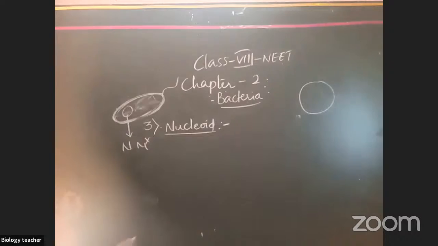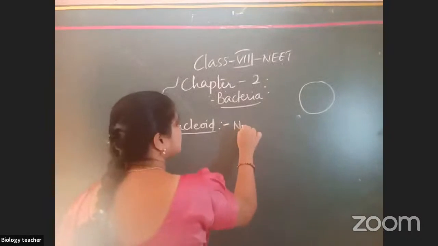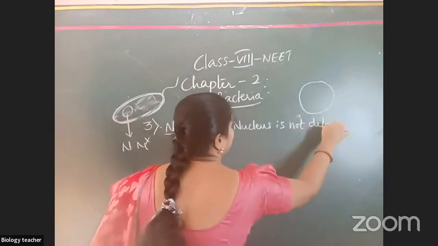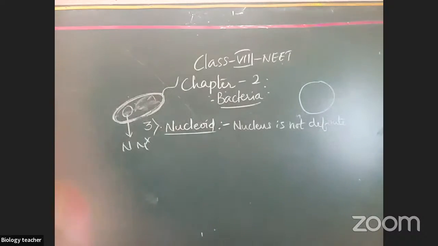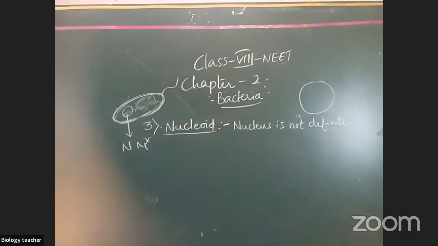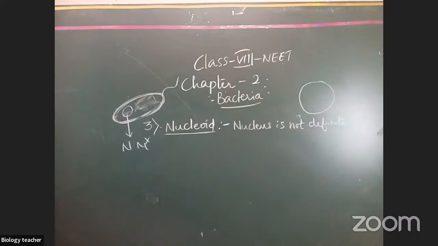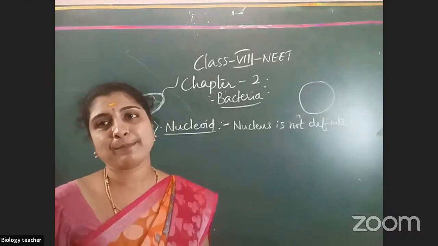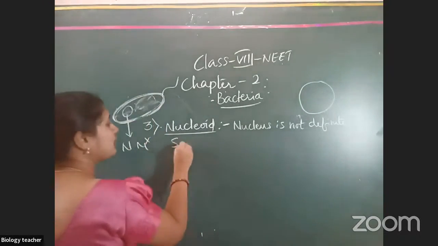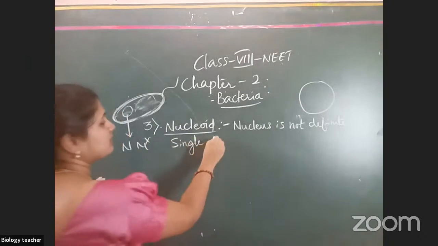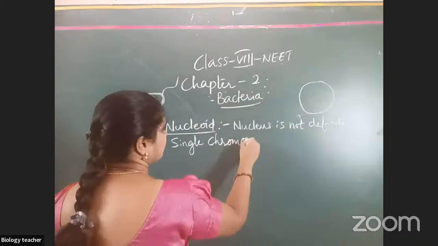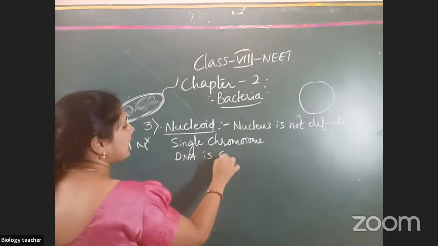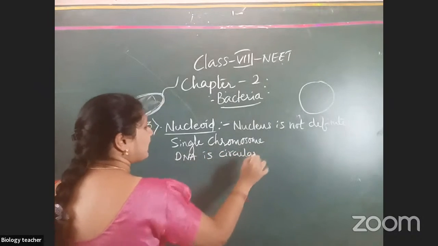This is the nucleus. What can we say? The nucleus is not definite. It means the nucleus is not covered by a nuclear membrane. And only a single chromosome is present. And the DNA is circular. Circular DNA is present, but it is double stranded.